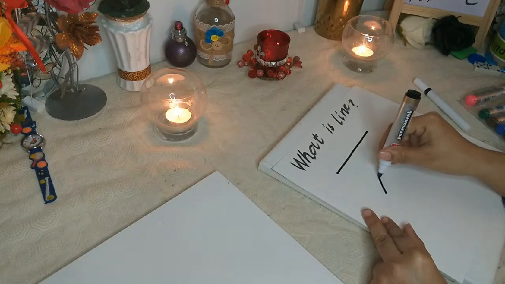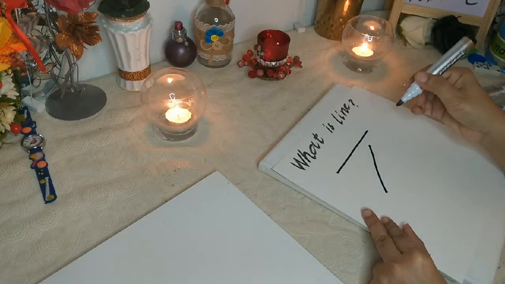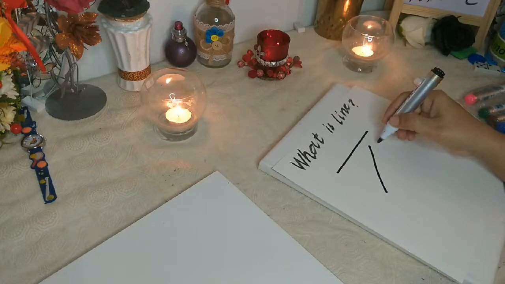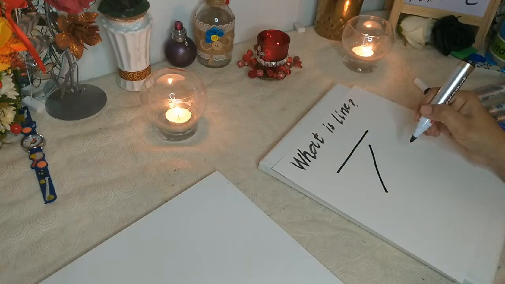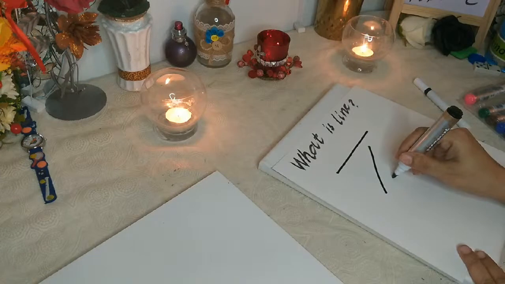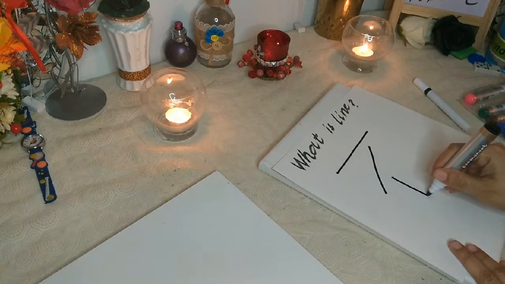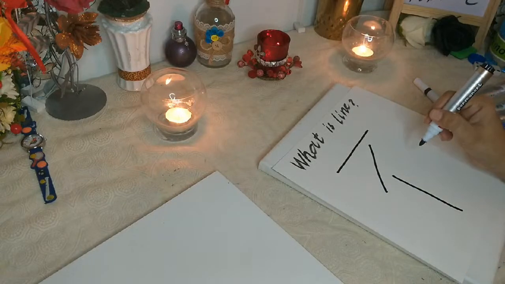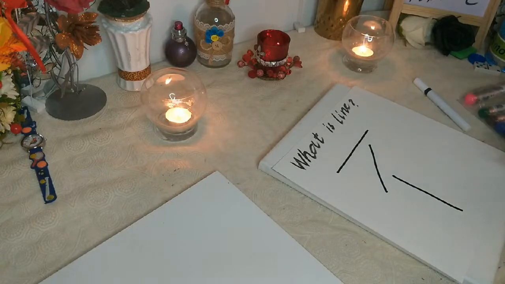Suppose we are moving our dot in a diagonal direction, then we are going to call it a diagonal line. If we are moving our dot in a space from top to bottom, we are going to call it a vertical line.